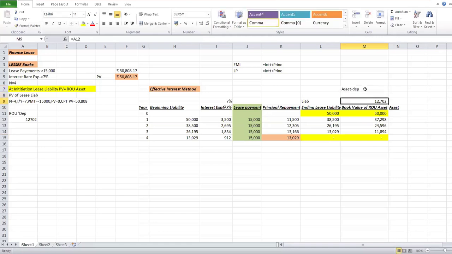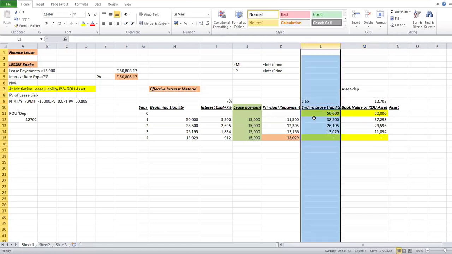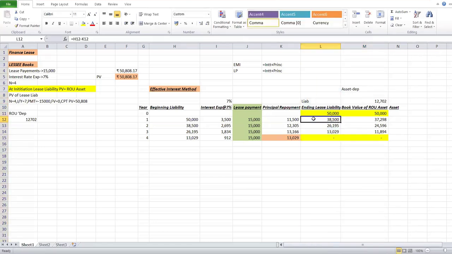Okay. Now let me come on to this L part, like how the liability side is determined. Liability side, it's starting with 50,000 first of all. Now the closing value of year zero would become the opening value of year one. And on that value, the interest would be charged because it's outstanding for the complete year of your opening balance value. So on your opening balance value, which is 50,000, there would be interest expense of 7%.